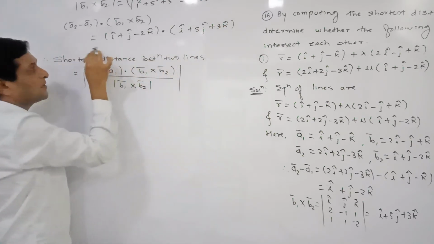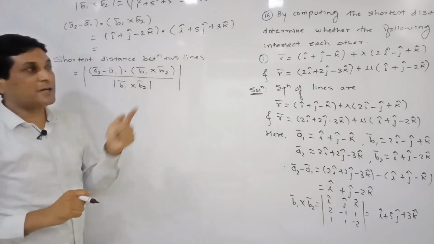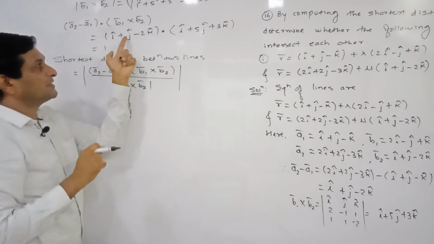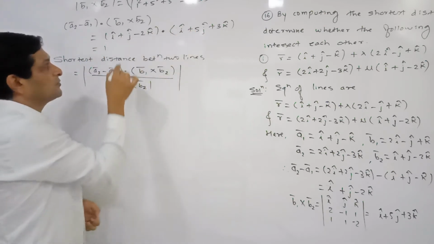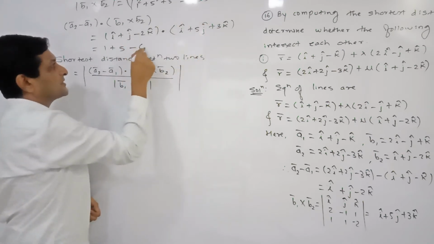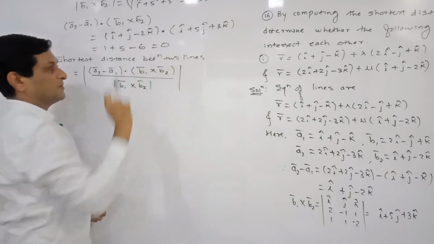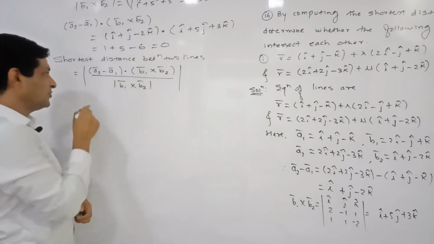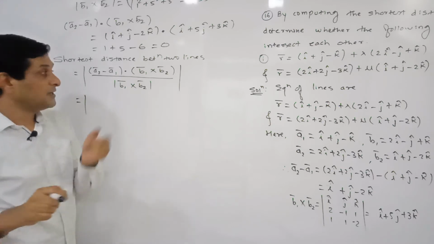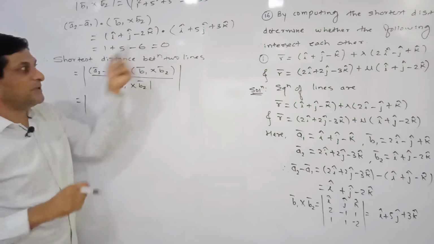So which is equal to, now take the dot product here. While taking the dot product, first we take the product of the coefficients of I cap, that is 1 into 1 will be equal to 1, then 1 into plus 5 will be equal to plus 5, and minus 2 into 3 is minus 6. So 1 plus 5 is 6, 6 minus 6 is equal to 0. So all the values are known to us. The remaining part is just to substitute these values in this formula. So what is the value of this numerator? The value of this numerator will be equal to 0.